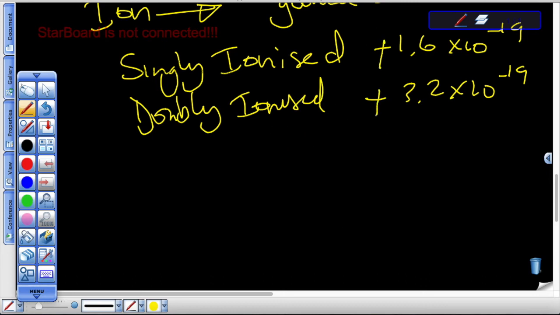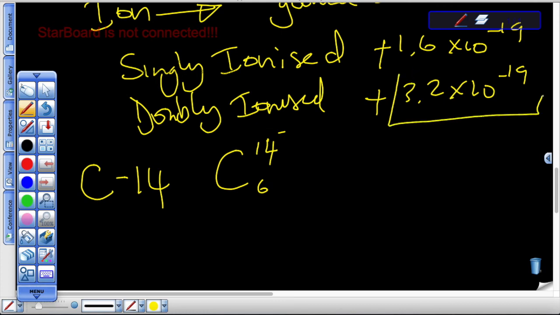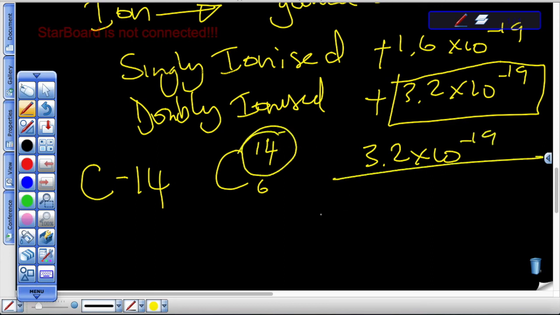Let's take an isotope, let's call it carbon 14. So carbon, which is 6, and 14. If I do my charge to mass ratio of that, it will be the charge above. Let's say it's doubly ionized, so it'll be 3.2 times 10 to the negative 19 divided by the total mass. Take that number there, 14. Remember, it's not just the nucleus this time: 14 times 1.67 times 10 to the negative 27.